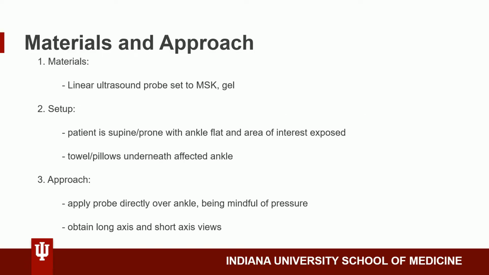For the materials, we will be using a linear ultrasound probe set to the musculoskeletal setting as well as gel. We will have our patient start in the supine position with his ankle flat and the area of interest exposed. We will also have a towel placed underneath the affected ankle to reduce strain on the affected area as well as flatten the contours in order to maximize the probe to surface contact area. Lastly, we will be applying the probe directly over the ankle, being mindful of pressure, as well as obtaining long axis and short axis views.